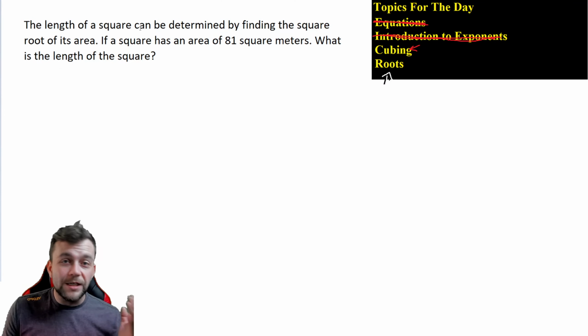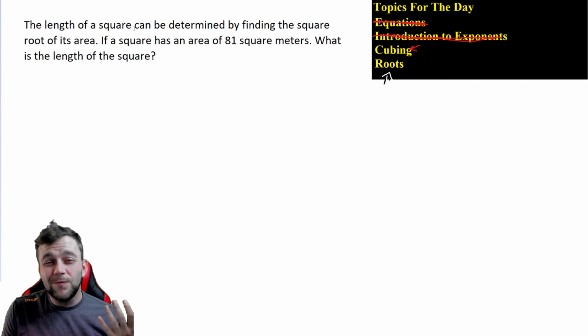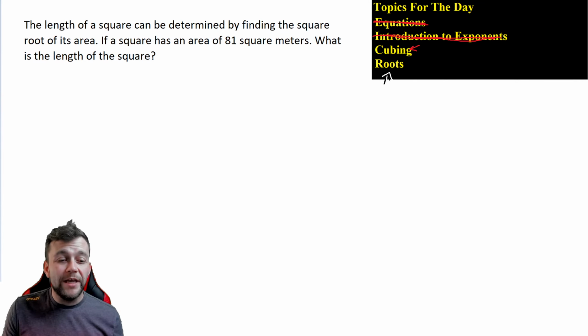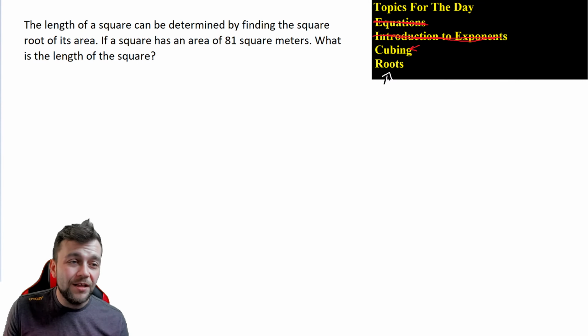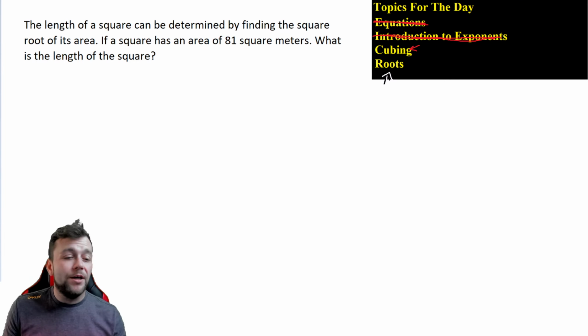Now, like I said, this is a question. You'll find something similar to this on the GED, and I want to help you guys get this so it's easy when you run into these types of problems. The length of a square can be determined by finding the square root of its area. If a square has an area of 84 square meters, what is the length of a square?